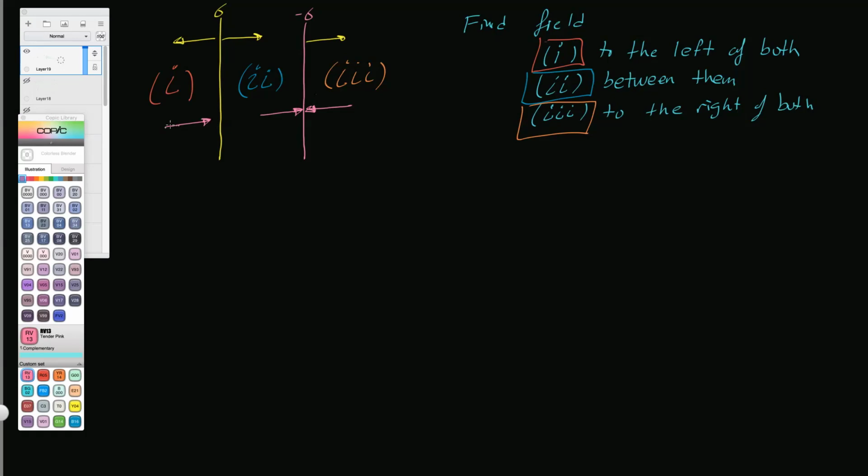So now I just need to add up stuff. Let's look at region 1. In region 1, all the vectors cancel. The yellow cancels the pink. So E is 0 for region 1.